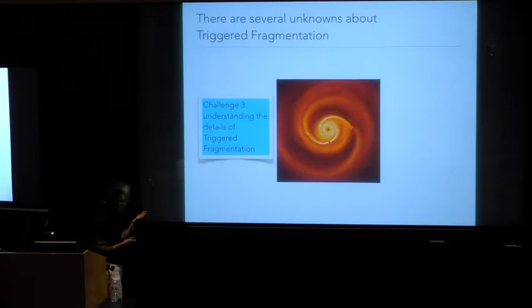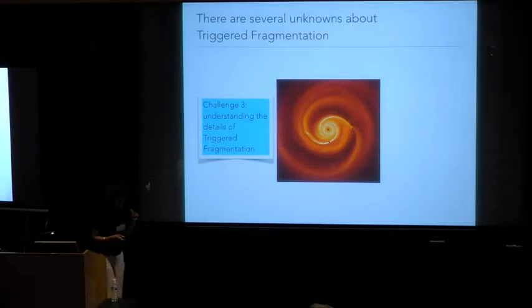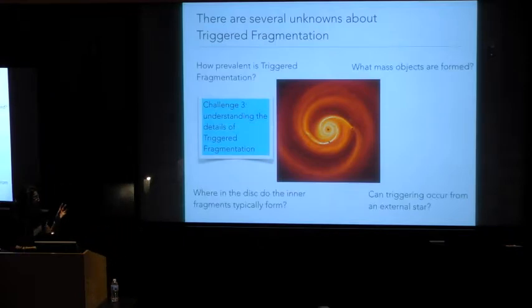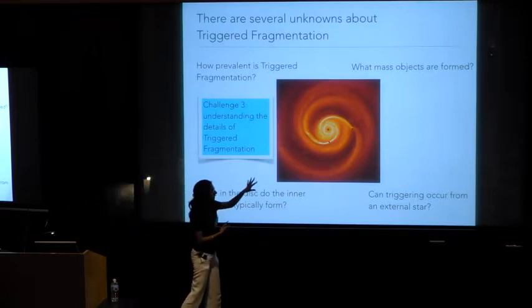There was some earlier work done by Phil back in, I think it was 1999, and then there was sort of my study done in 2015. But we really need to think about the details of this much more thoroughly. Sort of thinking about where do they actually form, what are the masses of these objects, and is it only an internal trigger that causes it?